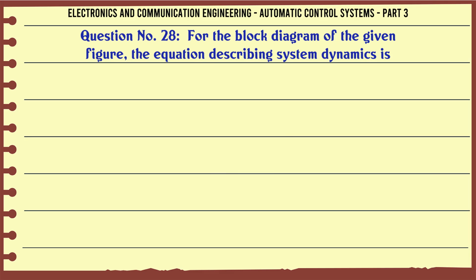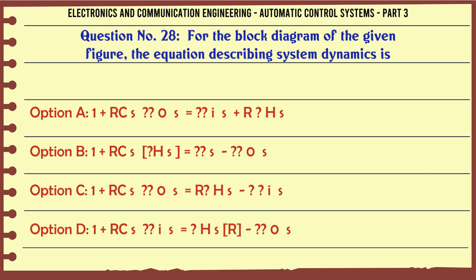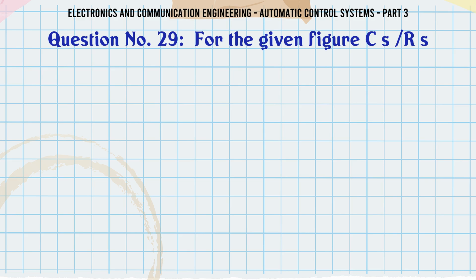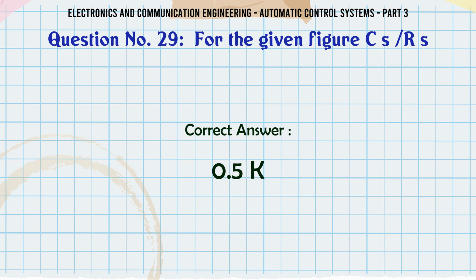For the block diagram of the given figure, the equation describing system dynamics is given by four options A, B, C and D. The correct answer is option A. For the given figure, C(s)/R(s) is A. K, B. 0.5K, C. 2K, D. 0.25K. The correct answer is 0.5K.